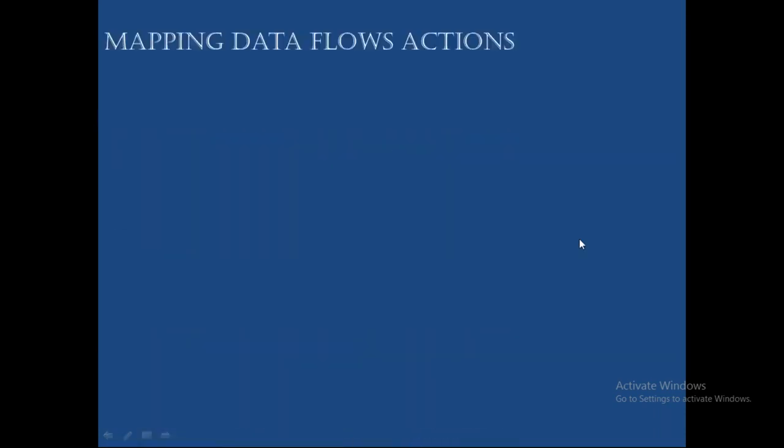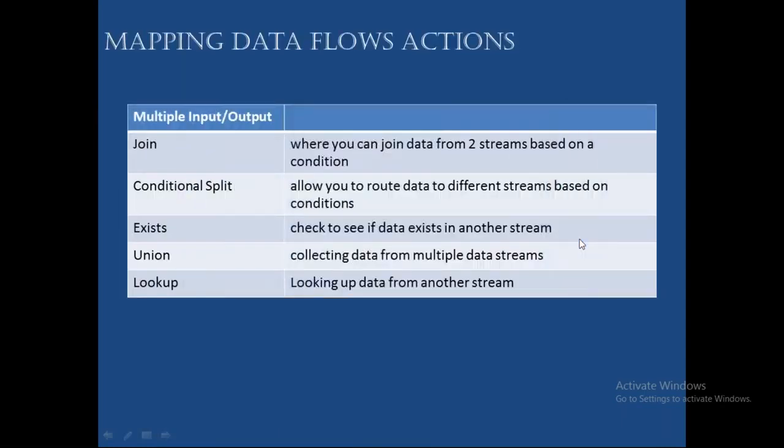Next, mapping data flow actions. We discussed multiple inputs and outputs. We already discussed joins, all joins, right? So left join, inner join, right join, and with the advanced joins also we discussed cross join, everything. Next, we discussed conditional split, but today we are going to discuss that, and exists also we discussed. And union also we discussed, isn't it?